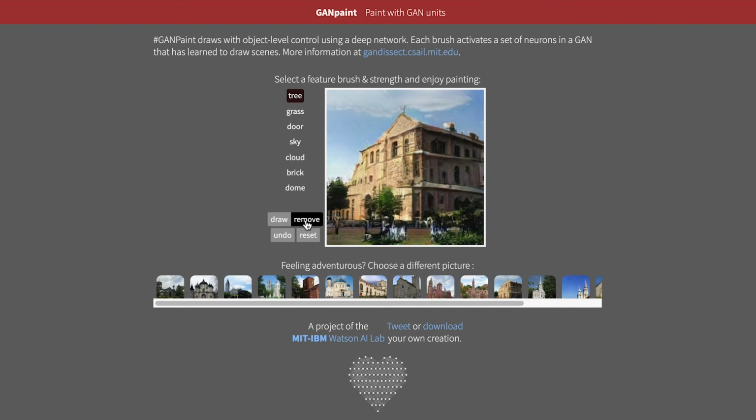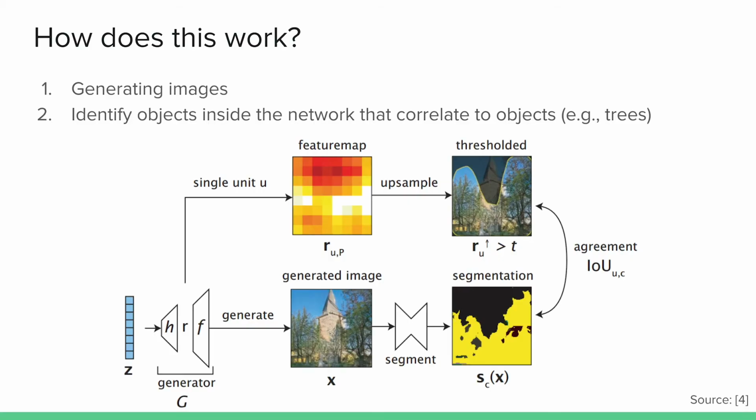So let's remove this tree here. And it amputated the data in such a way that it now generates something that looks more like a continuation of this building instead of the tree. The question that you are obviously going to have now is, how does this work? And the answer is that you do the following.